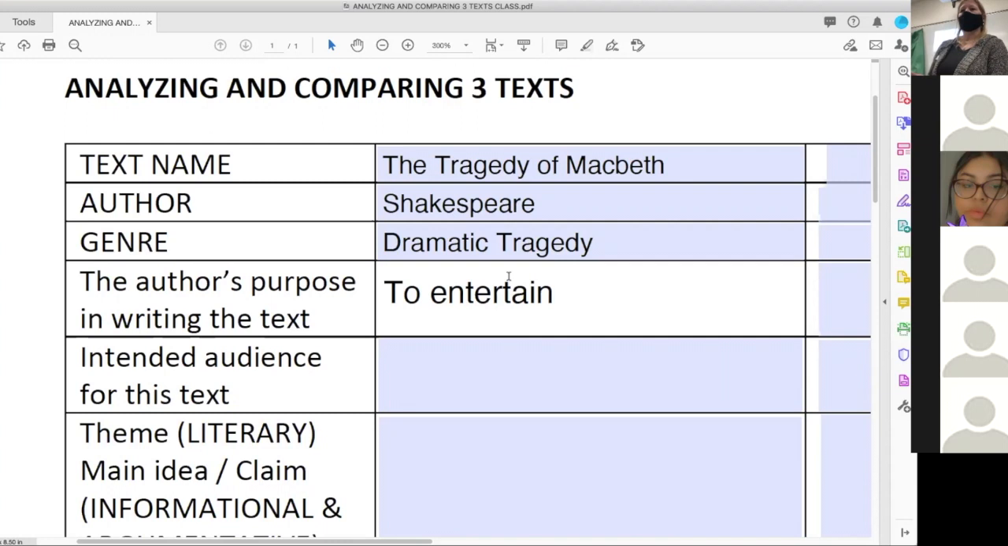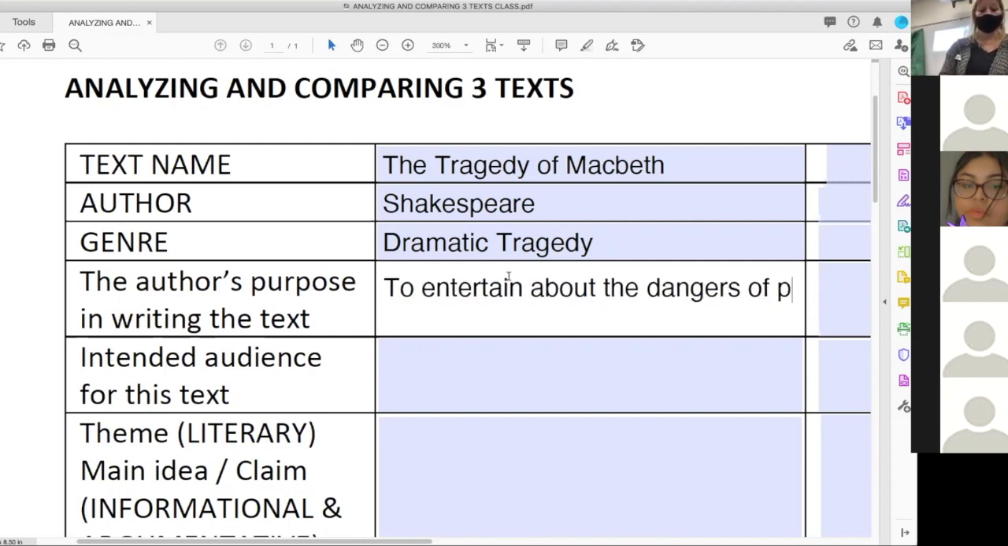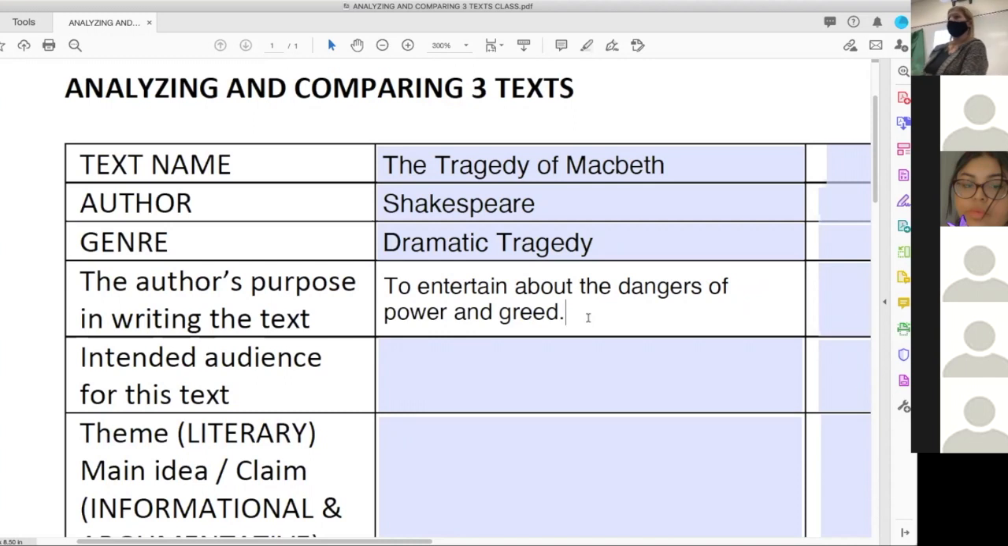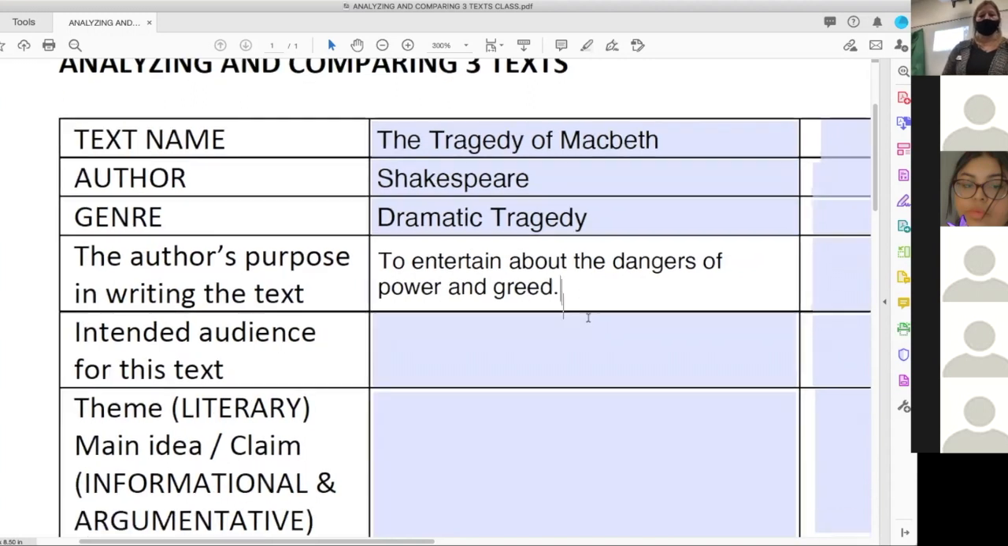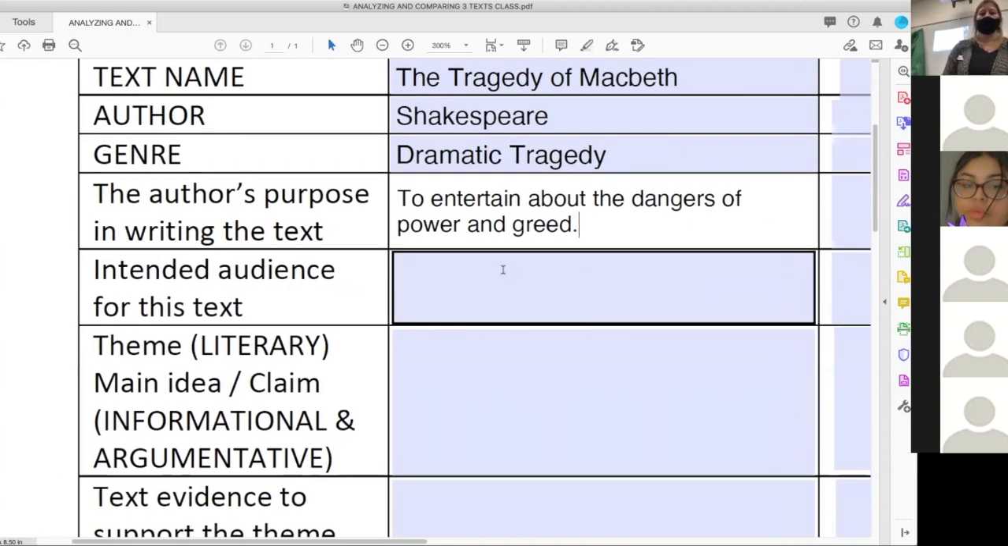If we thought about the overall topic that the play was about, if you had to sum it up in one or two words, what? Power and greed, okay? Exactly. So he's entertaining us about the dangers of power and greed. That gives us more information as to what he was entertaining about. It's not quite the theme statement, but it uses some of the topical ideas from the theme statement to tell us what he is entertaining about, the dangers of power and greed.